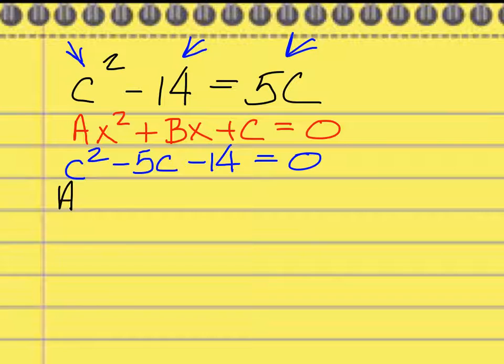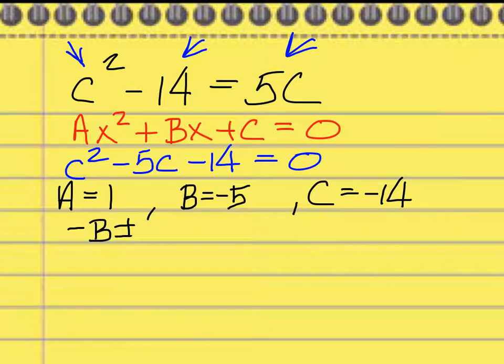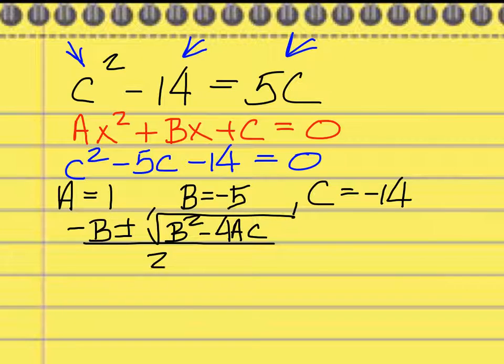We have to figure out what a, b, and c are. What is a? A is 1. What is b? B is not 5, it's negative 5. C is what? Negative 14. Your formula is negative b plus or minus the square root of b squared minus 4ac, all of that over 2a.